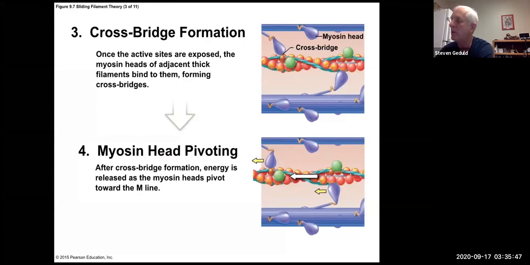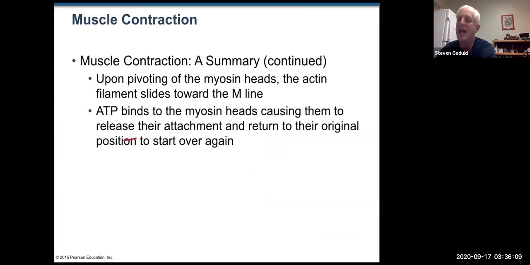Okay. So once the active sites are exposed, the myosin heads, which are these right here, of adjacent thick filaments bind to them, forming a cross bridge. And then these pull in this direction. The myosin heads pivot and pull the actin along towards the M line. So upon pivoting the myosin heads, the actin filaments slide towards the M line. The sarcoplasm at the end of each cell starts to pull together and shorten the cell.